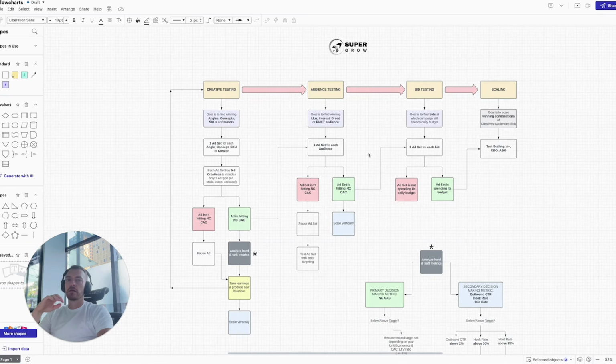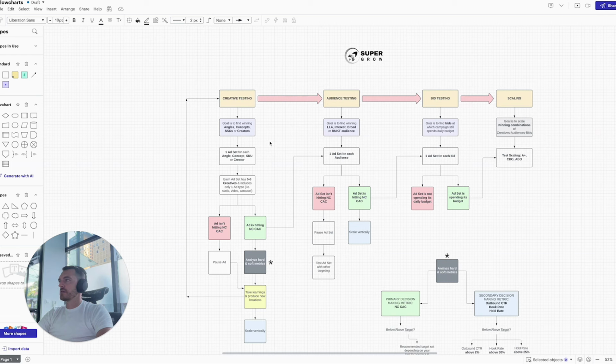I wanted to take a few minutes simply to explain how to read this chart. I think it's going to help you not just with the creative testing, but having a better understanding of how to leverage Facebook ads in the most efficient and profitable way for your brand. So let's dive straight into it.